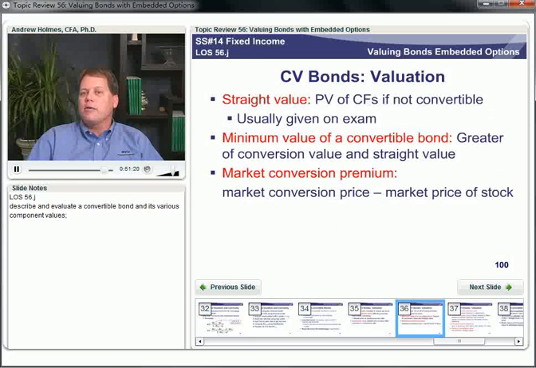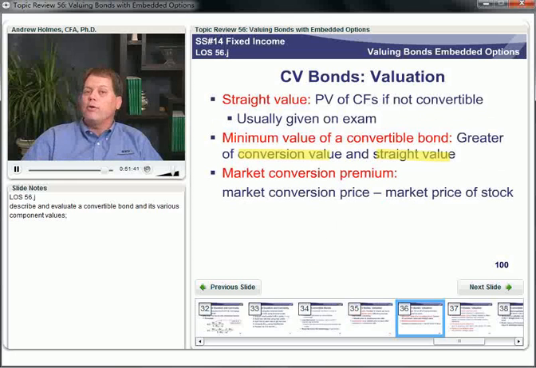The minimum value of the convertible bond is the greater of the conversion value, that's the $850, or the straight value. If the stock price is low, this will trade like a bond. It'll look like a straight bond. If the stock price goes way up, then it will trade like stock at something close to its conversion value.